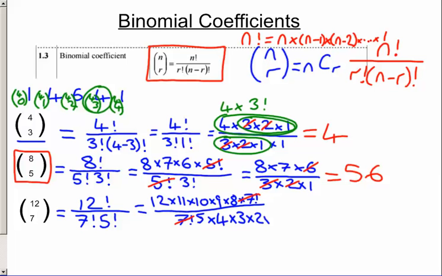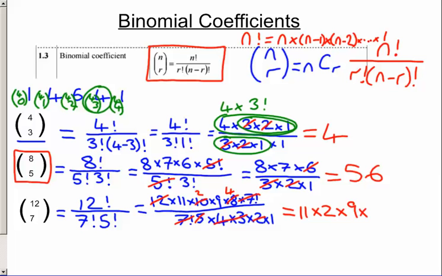Now we can start cancelling. I'm going to cancel with the biggest number possible to make the numbers small. So the 5 can cancel with the 10, it leaves us with 2 on the top. The 4 and the 3 multiply to make 12, so they both cancel with the 12. And the 2 cancels with, let's do that with the 8, to leave us with 4. So the sum we're left with is 11 times 2 times 4.